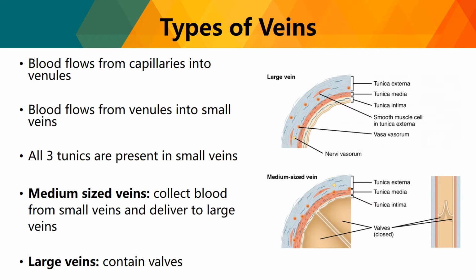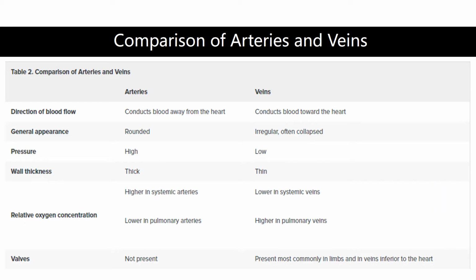Okay, so only large veins have valves. For you to be able to understand the comparison between arteries and veins, you may refer to this table. For the direction of blood flow, your arteries conduct blood away from the heart. Veins conduct blood towards the heart. As for general appearance, arteries are usually rounded and veins are irregular and often collapse.